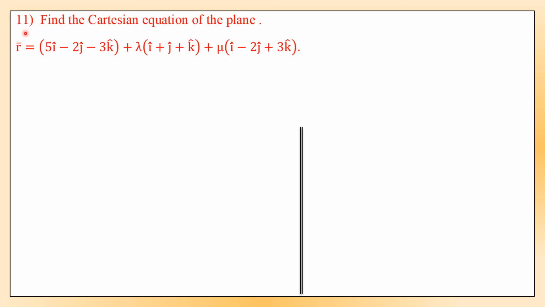Example number 11. Find the Cartesian equation of the plane r vector equal to 5i minus 2j minus 3k plus lambda into i plus j plus k plus mu into i minus 2j plus 3k. We have to find a Cartesian equation. Find this equation by also another method. The given equation of the plane is in the form r vector equal to a vector plus lambda into b vector plus mu into c vector. Hence the plane passes through the point (5, -2, -3) and the given parallel vectors are b vector and c vector.